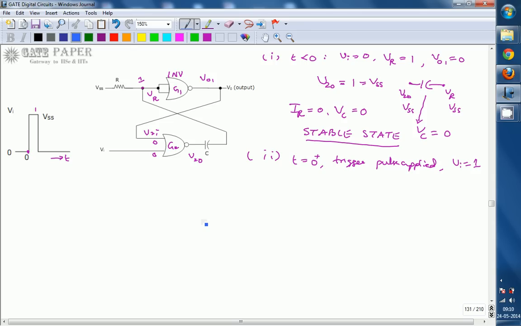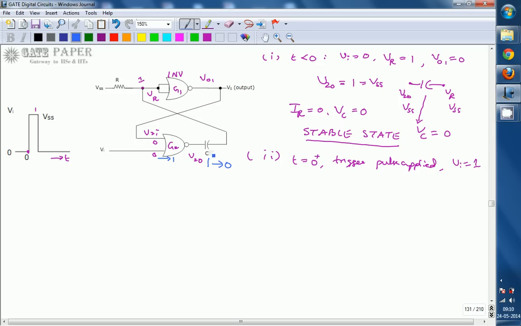Whenever Vi is equal to 1, at t equal to 0 plus, this 0 is going to change towards 1. So one of the inputs for the NOR gate is 1, and the output will definitely be 0. Previously this V2 naught was at 1. Now that will change towards 0. Because of the 0 to 1 transition at t equal to 0 plus, the same transition results in a 1 to 0 reduction at the output of gate 2.